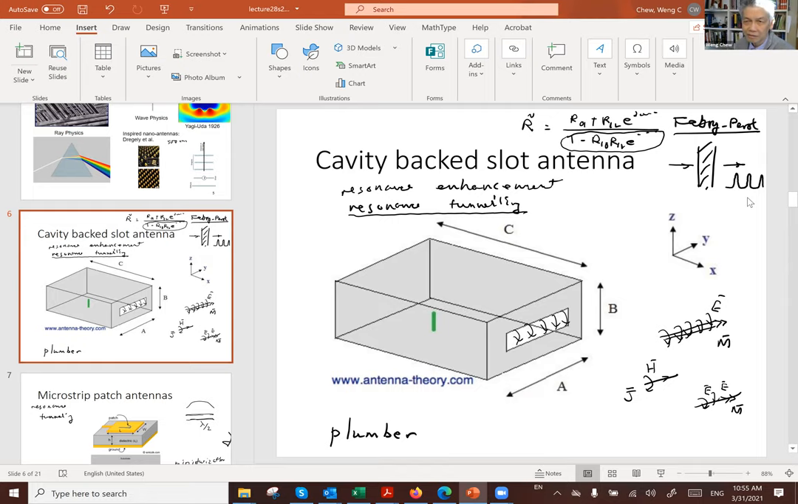And you can see that this is due to resonance tunneling. So resonance enhancement allows a certain phenomenon to emerge more prominently. And this is in the case of a cavity-backed slot antenna, where you have a cavity and you have a very small antenna. If you have that small antenna alone, it doesn't radiate well.